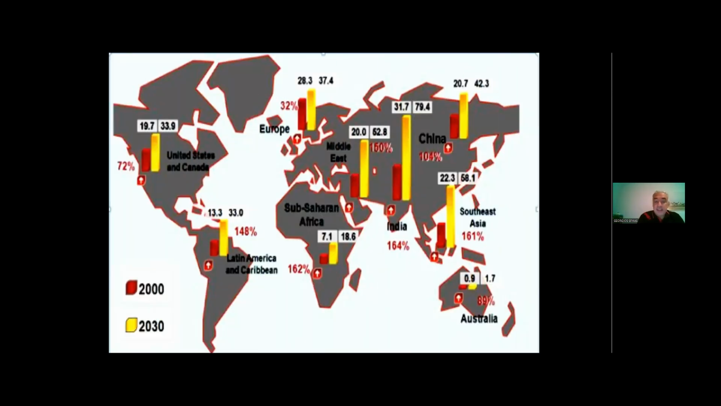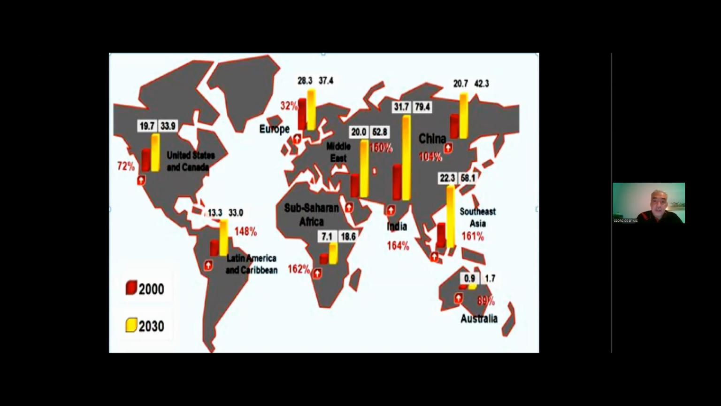Now you see here that if we project the findings, which are the people worldwide that have non-alcoholic fatty liver disease, we see that these people are so many. We project to the immediate future in 2030, and we see that the incidence of the disease is going to multiply by 72% in the United States and Canada, 148% in Latin America and Caribbean, 32% in Europe. In Africa, it's going to be at a level of 162%, and even 150% in the Middle East and 104% in China.